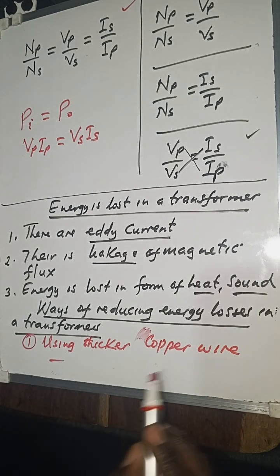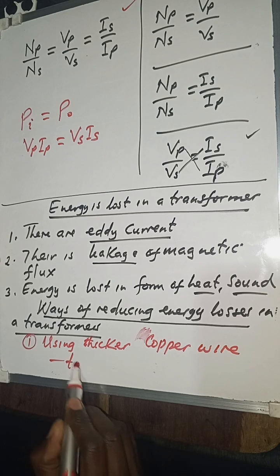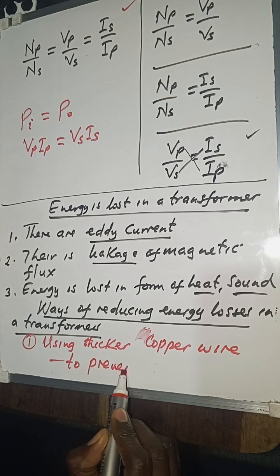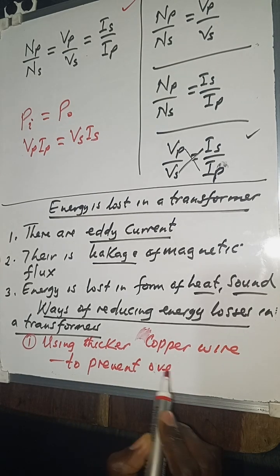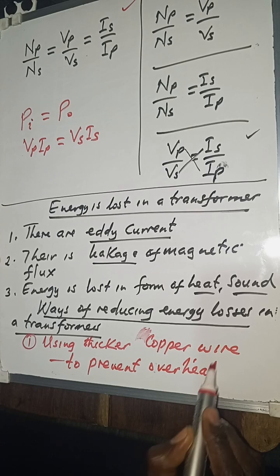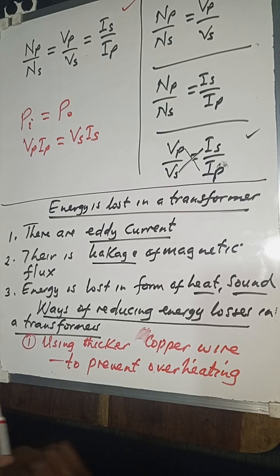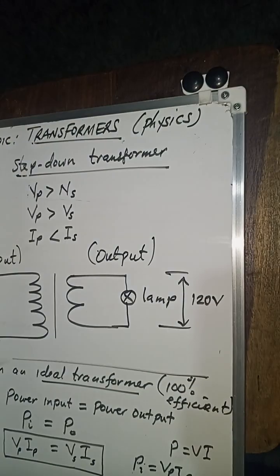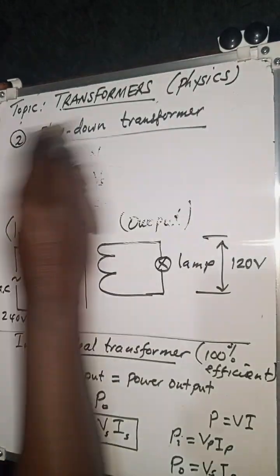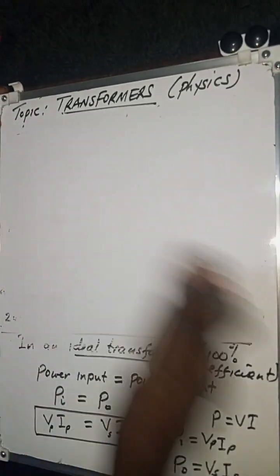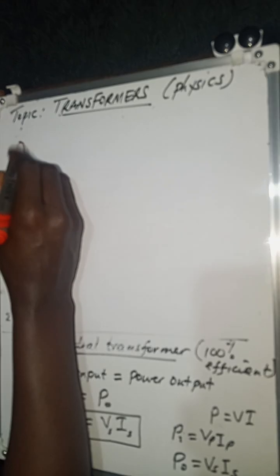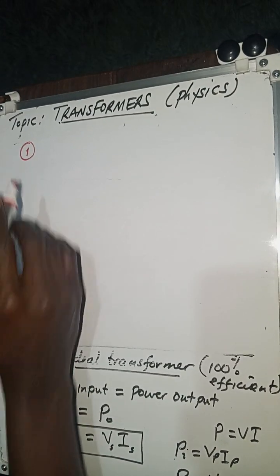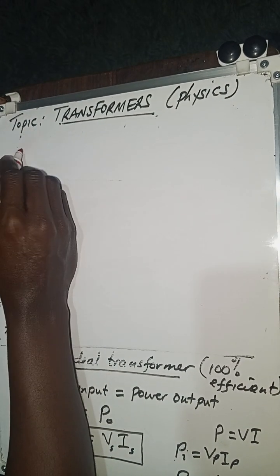Why do we want to use thicker copper wires? To prevent overheating. So one way you can reduce energy losses in a transformer is simply by using thicker copper wires. They help to prevent overheating. Another way that we can reduce energy loss in a transformer, that's number two, sorry.